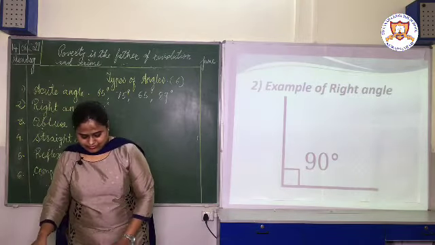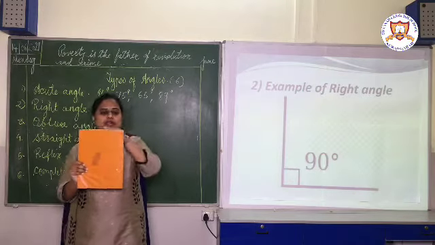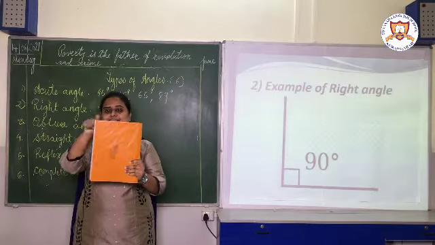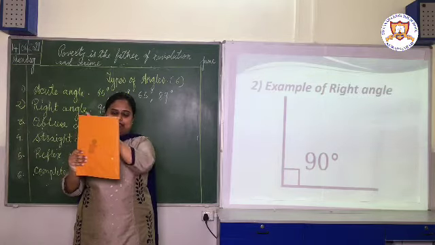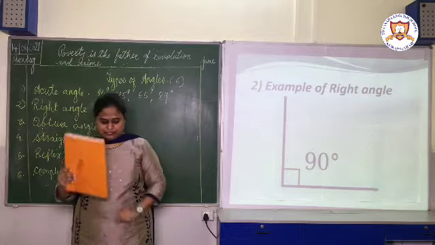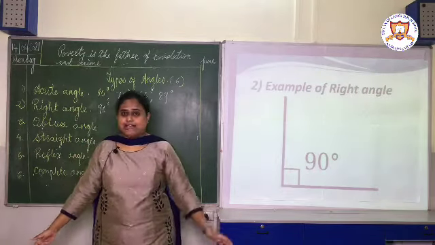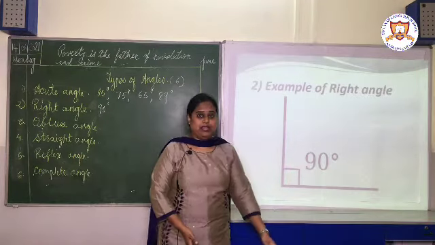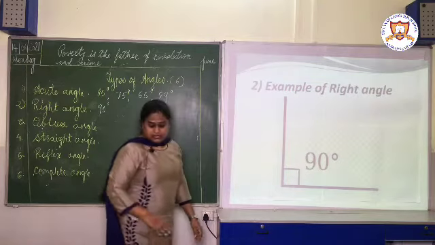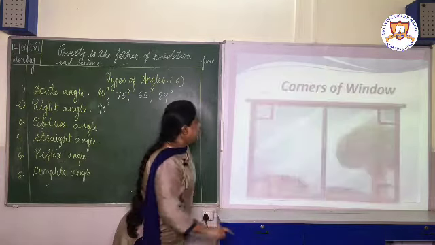Okay. Same way we can see the textbook. See this textbook. Corners of a textbook also have a right angle. Correct? This is 1, 2, 3 and 4. Same way see this table. Table also has four corners. So here also we can find the right angle. Correct? Now, we'll see a few real life examples of right angle.